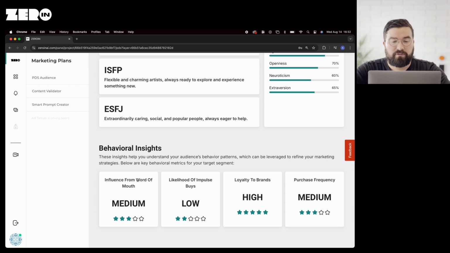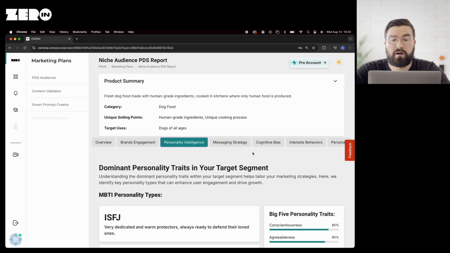Some behavioral insights are also down here at the bottom, so you can look at their engagement when it comes to influence from word of mouth, media. Likelihood of impulse buys, low. Loyalty to brands, high. That's a really great thing to learn about your product, that this niche audience is going to have such high loyalty, which is really going to matter. So if their friends are asking them what kind of dog food they have, they're not going to switch. They're going to say, oh, I use Farmer's Dog, and it's because I love it so much, they deliver, and I'm willing to stick with them because I love the product so much.